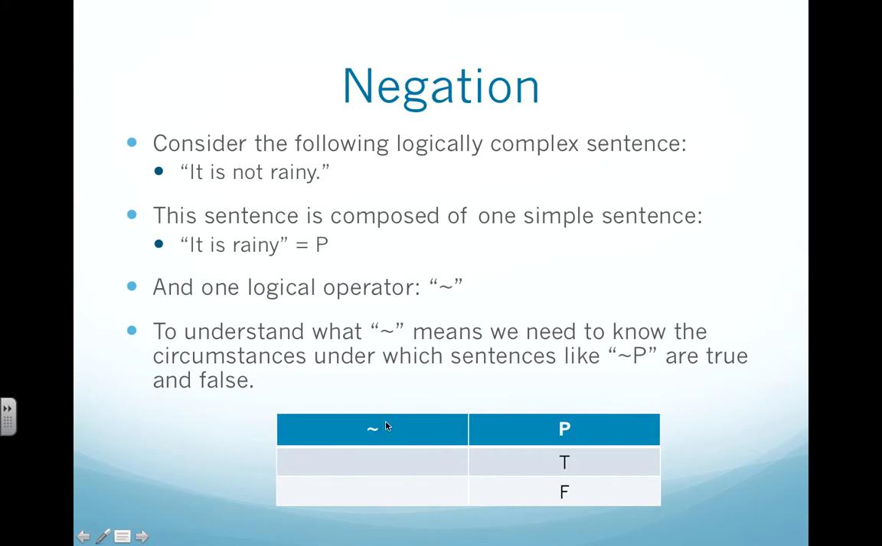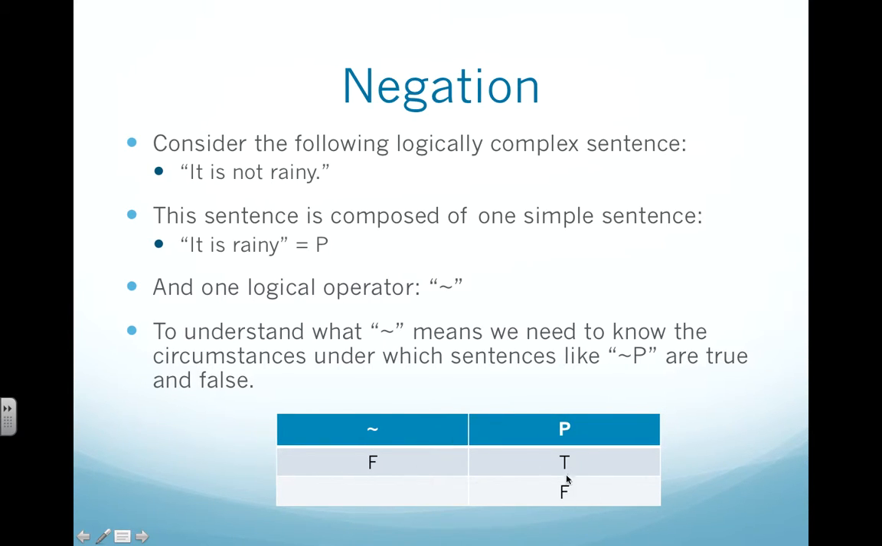What about the entire construction not P? Well, if P, it is rainy, is true, then what is the truth value of the sentence, it is not rainy? So imagine a circumstance where it actually is rainy and I say it's not rainy. Is what I've said true or false? Well, it's false. Okay, so under not P, the main operator for our formula, because it's the only operator, we put the truth value for the entire formula as F.